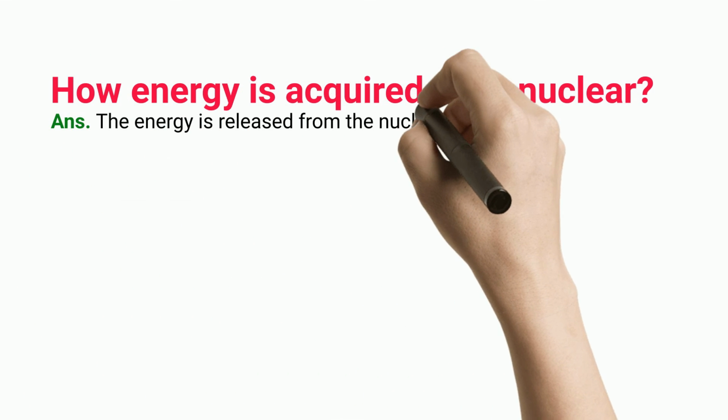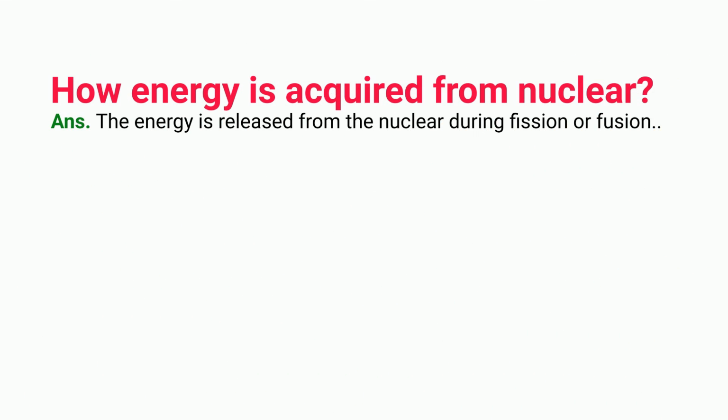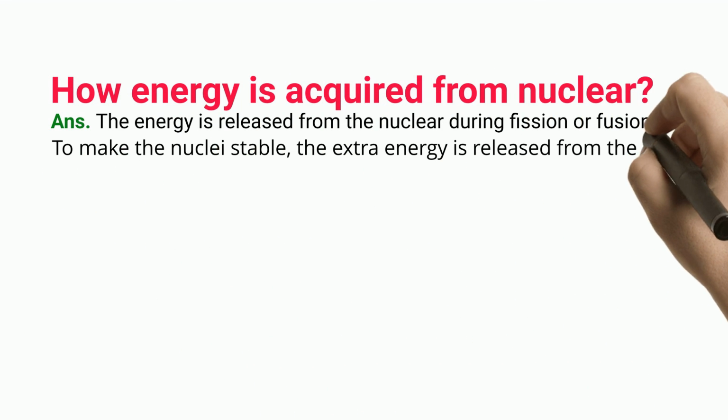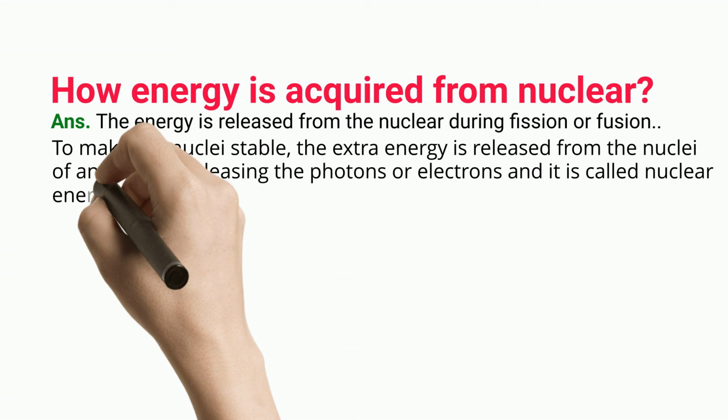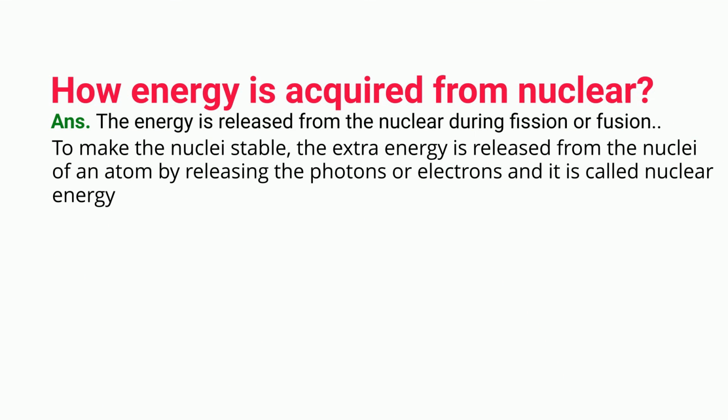How is energy acquired from nuclear? The energy is released from the nuclear during fission or fusion. To make the nuclei stable, the extra energy is released from the nuclei of an atom by releasing the photons or electrons, and it is called nuclear energy.